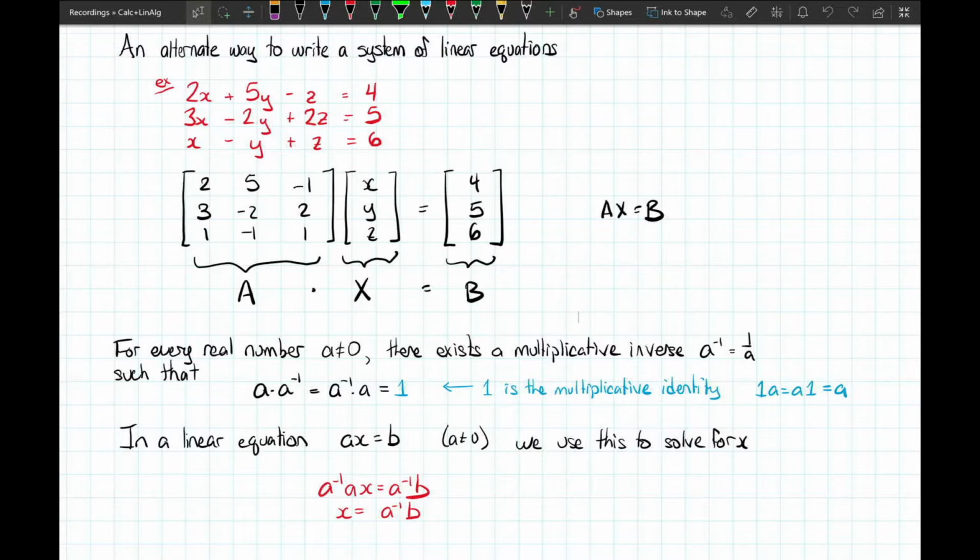But now we are going to be taking a look at AX equals B as a matrix equation. And we need to find something that is fairly similar. We need to find a multiplicative inverse of A.